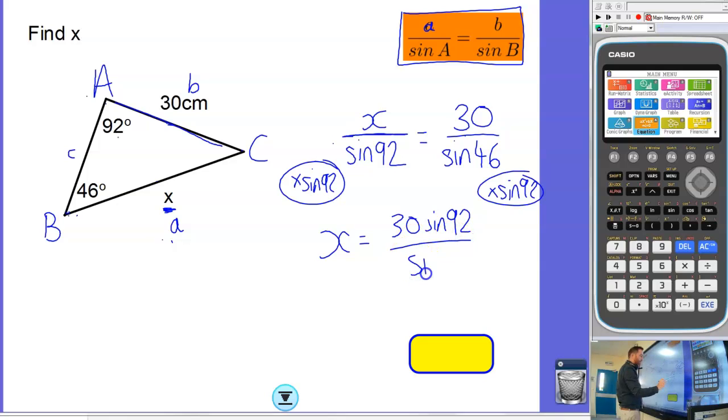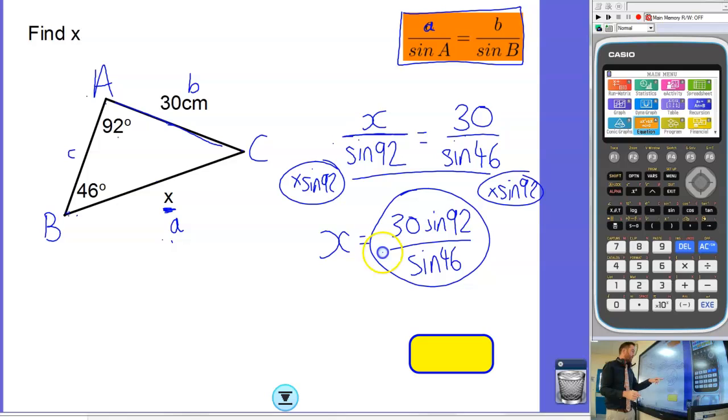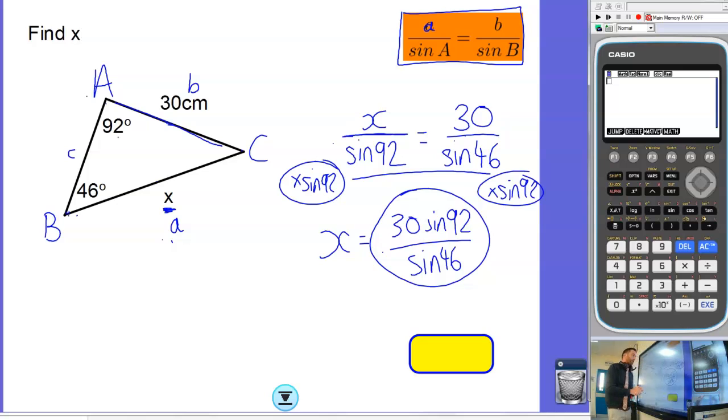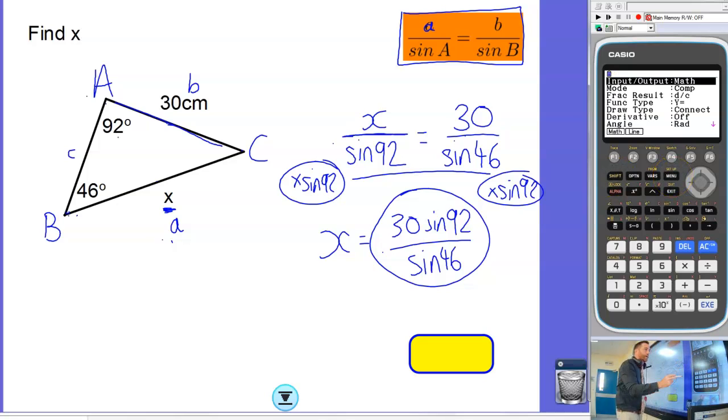divided by sine 46. Now I'll show you the two methods I can use. I can type this into my calculator and press equals, or I can go to the equation solver and put the whole thing in. I'll show you the proper way, as it were. If you're using a graphical display calculator or any calculator, make sure that you are in degrees for this. If you're finding angles in degrees, you need to set up. So we'll go Shift Menu and we get to this setup. Angle at the moment says rad for radians. We're going to change that to deg for degrees.